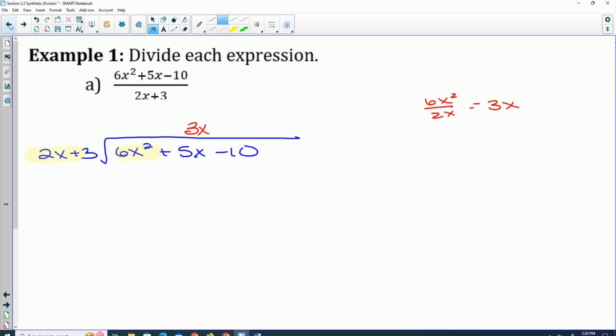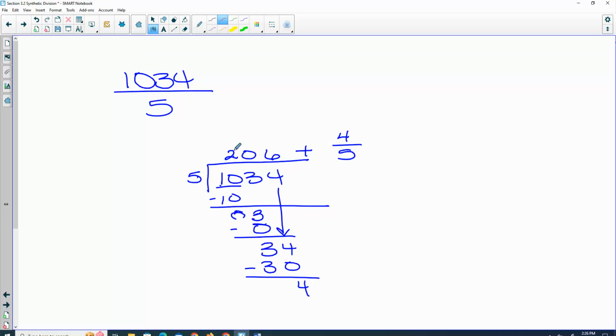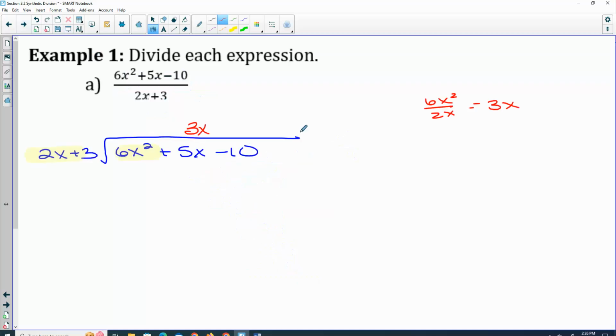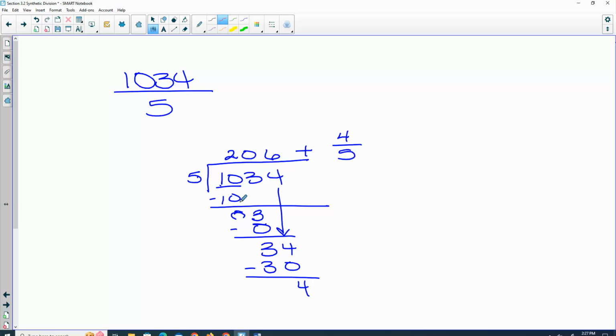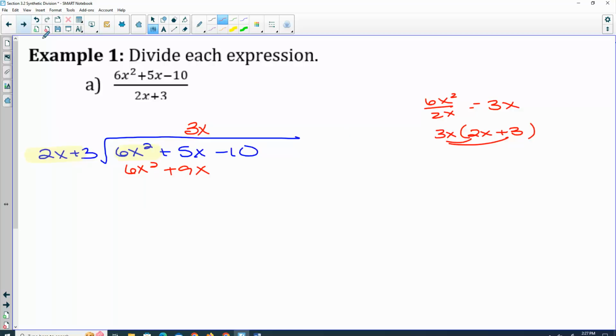Now, once we got that 2 up here, what did we do with it? Multiply it with 5. So that's what we're going to do next. We're going to take our 3x times what we are dividing by, the 2x plus 3. Okay, so 3x times 2x. Okay. Now think about what we did. When I had my 10, what did I do with it? I subtracted it off. So if I want to subtract this off, I am going to distribute a negative through the entire thing.